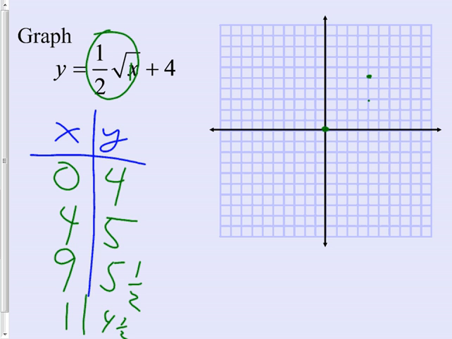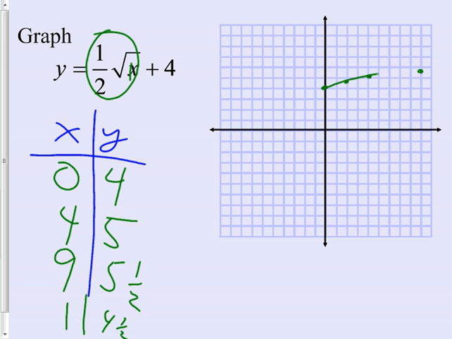And, oh wait, that's not 0, 4. What the heck? 0, 1, 2, 3, 4. 4, 5, 9, 5.5. Here's 9, 1, 2, 3, 4, 5.5. And the last one is 1 comma 4.5. Oh, 1, 2, 3, 4.5.